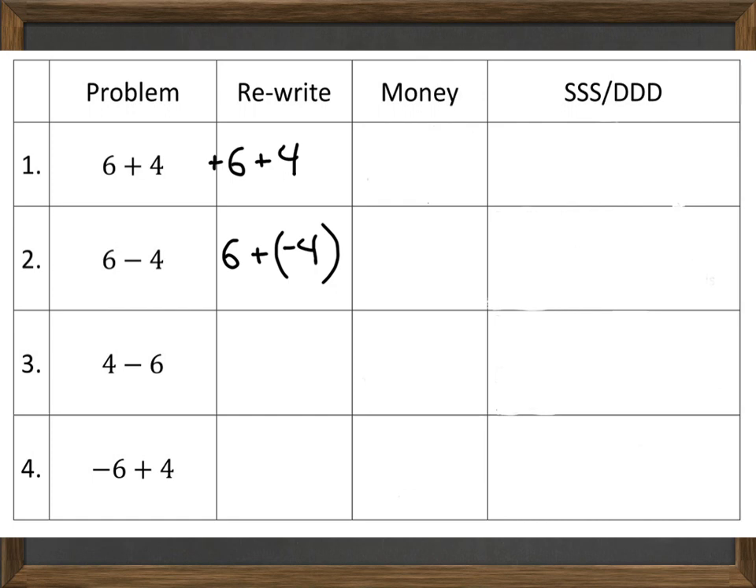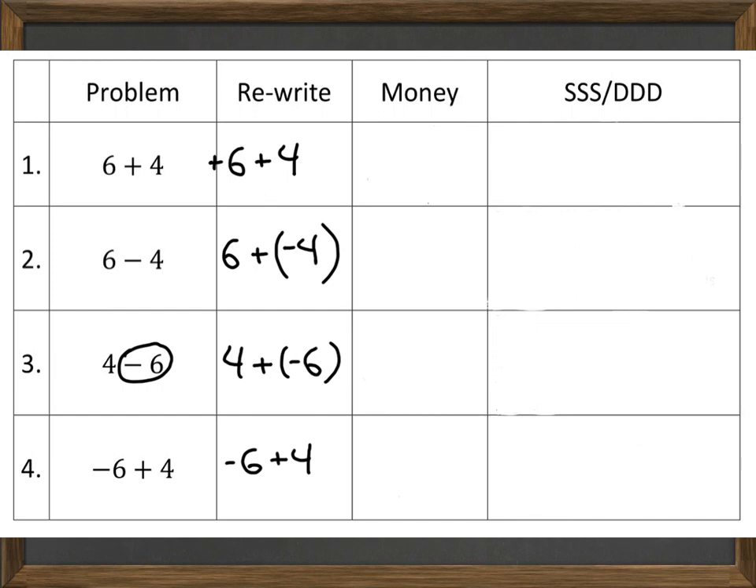Okay, likewise for number 3, we have 4 minus 6. Again, that negative sign belongs to the 6. The 6 is not a 6 anymore. Now it is a negative number. So again, if it helps you get clarity and understanding about these problems, you could rewrite it as 4 plus negative 6. Okay, the last problem, I guess you could rewrite it. I don't really know how, because we already have a negative sign in front of the 6, and we have a positive sign in front of the 4.